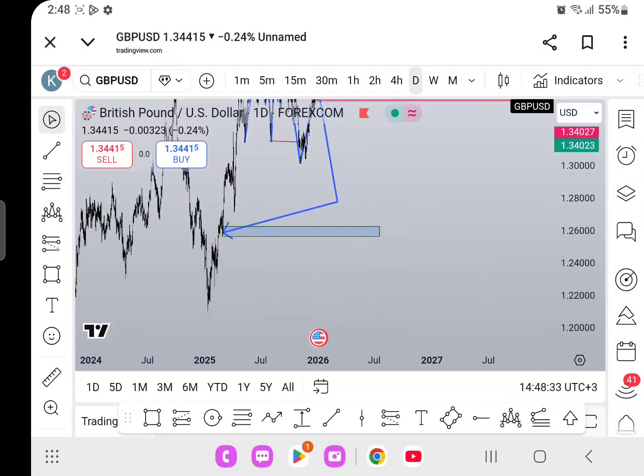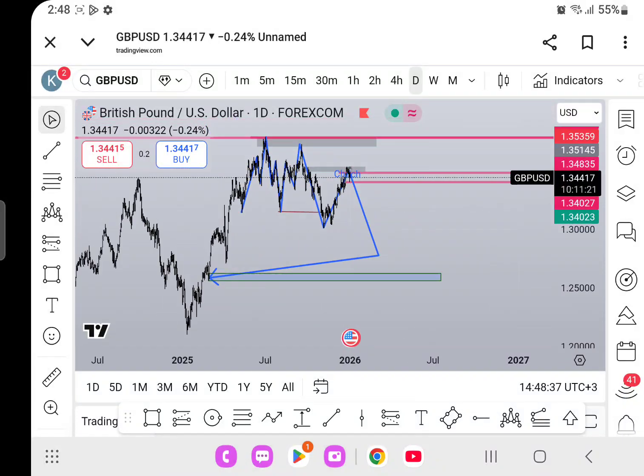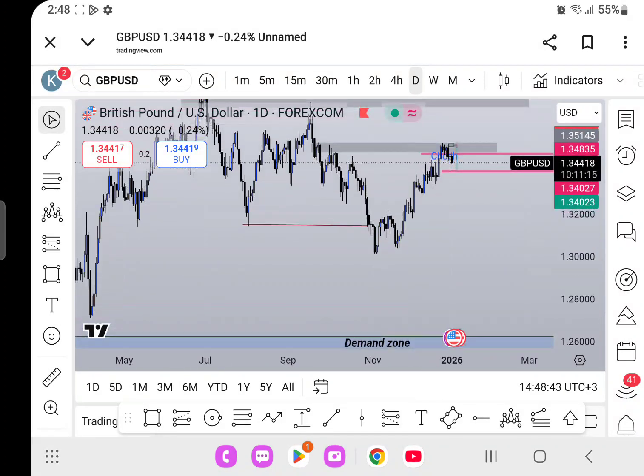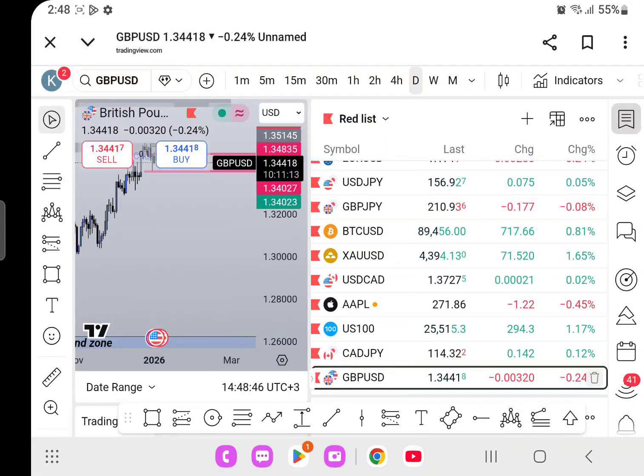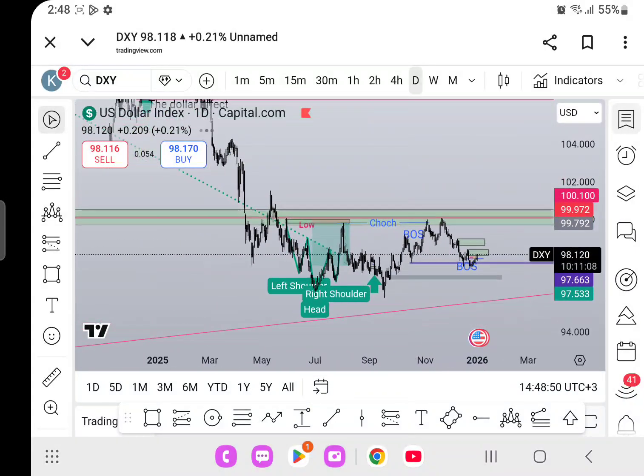So if the market comes back, the market retracing, remember this is GBPUSD. What you're doing, you have to align it with the DXY. The DXY is the dollar index. So let me show you the DXY, same time frame.